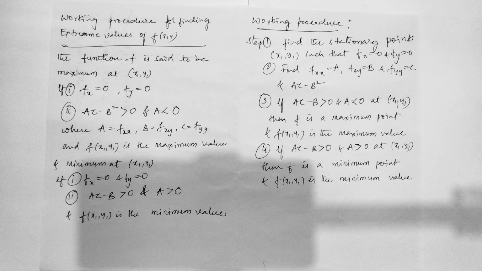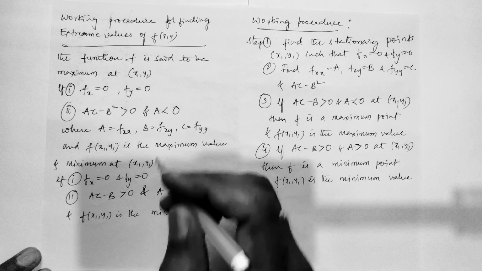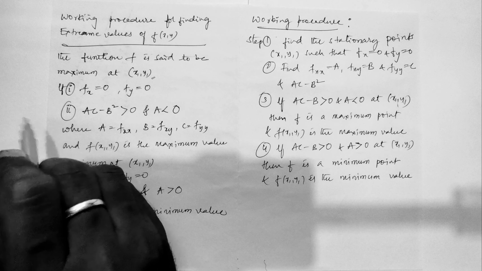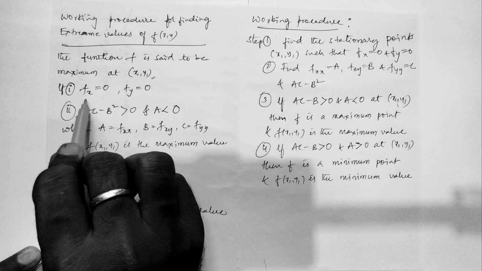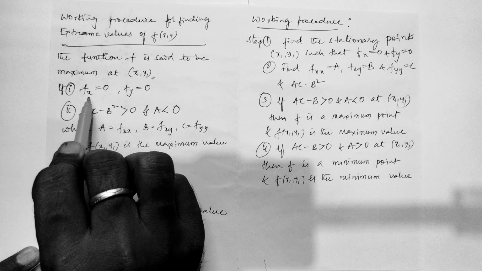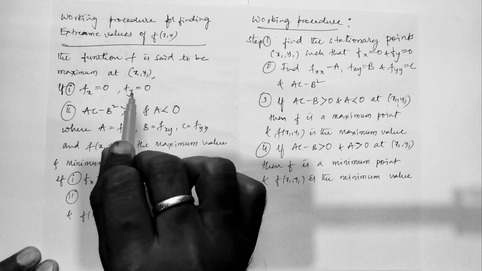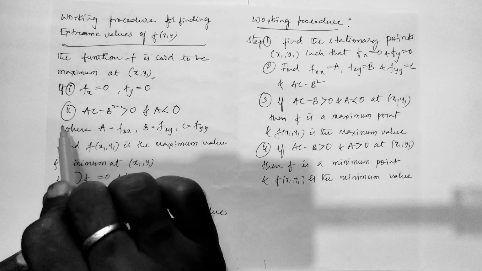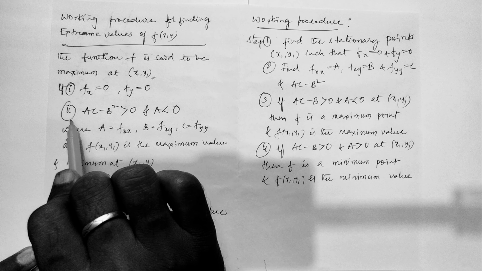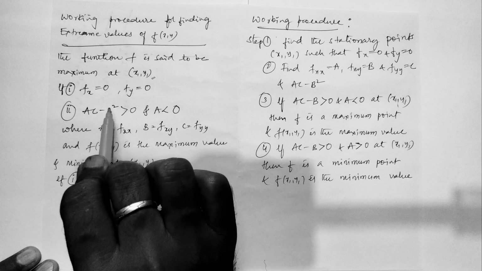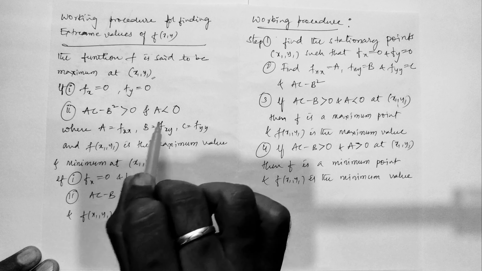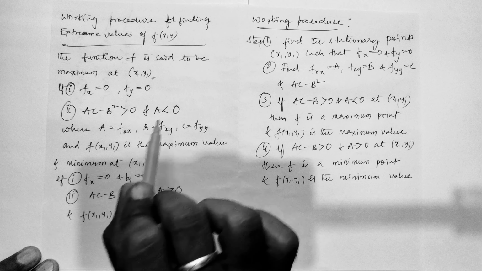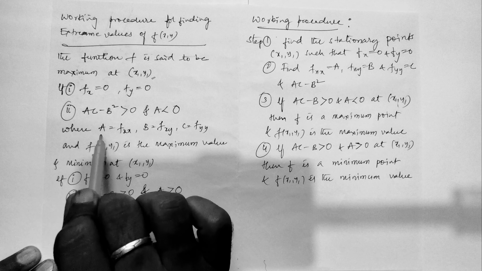The function f is said to be a maximum at the point x1, y1. The condition should be what? The partial derivative with respect to x equal to 0 and with respect to y equal to 0. And the second condition is AC minus B square is greater than 0 and A is less than 0. And what is the value of A?